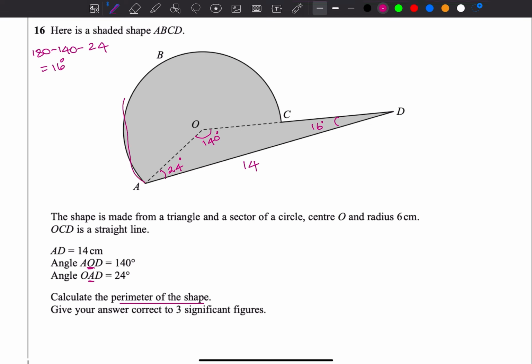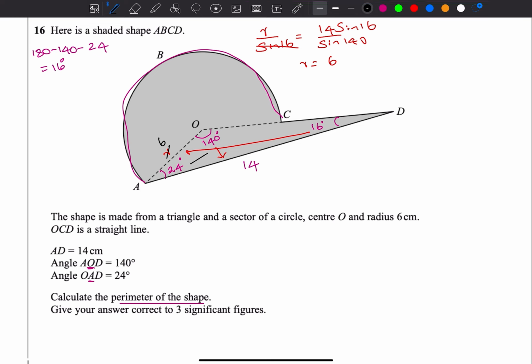Okay, this arc length, I can work out this is your radius, and this is the opposite, so it will go radius over sine 16 equals 14 over sine 140. Then the radius is 14 sine 16 over sine 140, which is 6.00, so to 2 decimal places, 6. So the radius is 6.